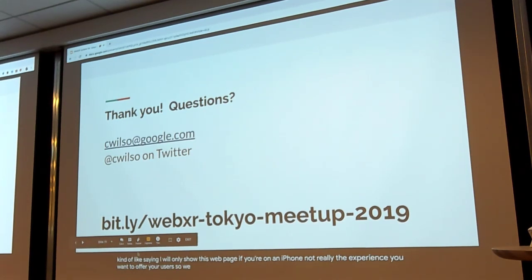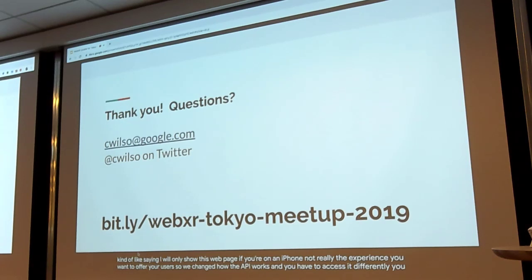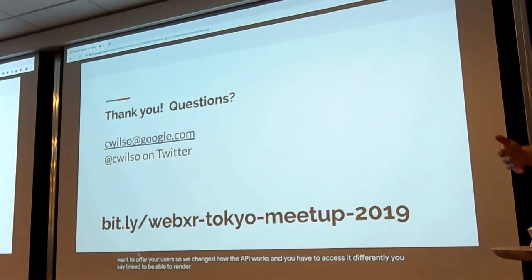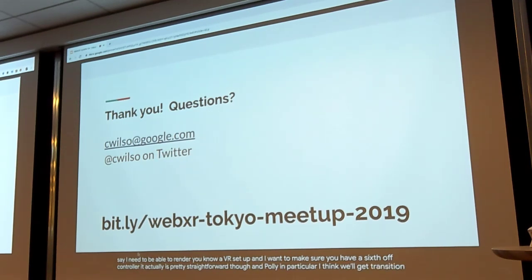So we changed how the API works, and you have to access it differently. You say, I need to be able to render a VR setup, and I want to make sure you have a 6DoF controller or something like that. So it's not all mechanical. It actually is pretty straightforward though, and Poly in particular I think will get transitioned over pretty quick. But we are planning on writing a migration guide. Thank you.